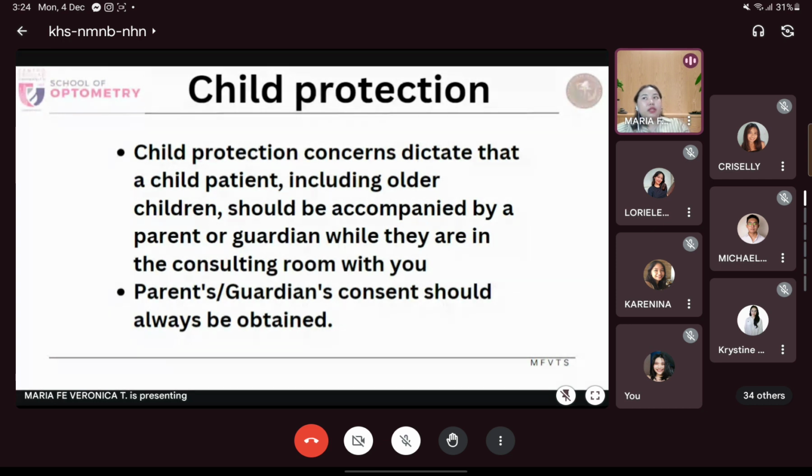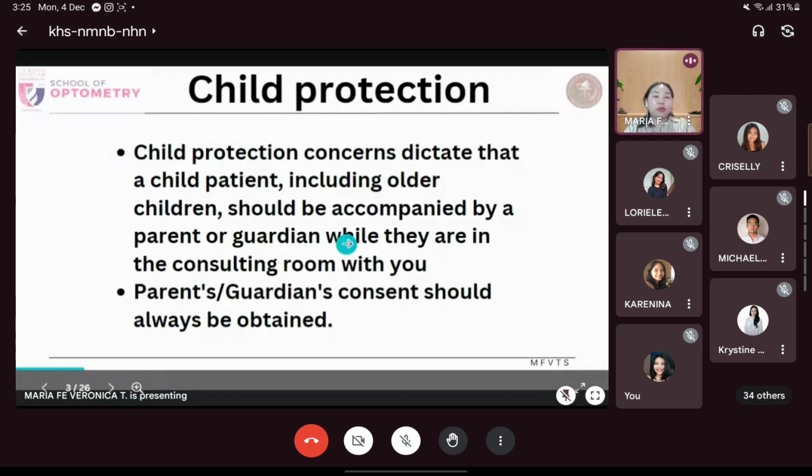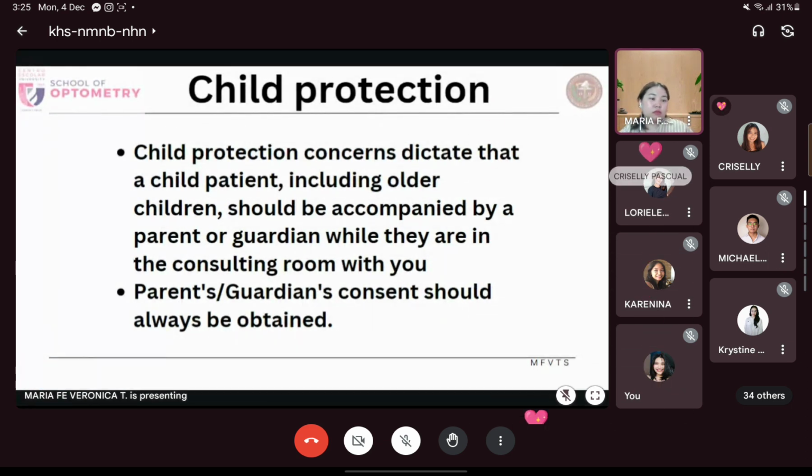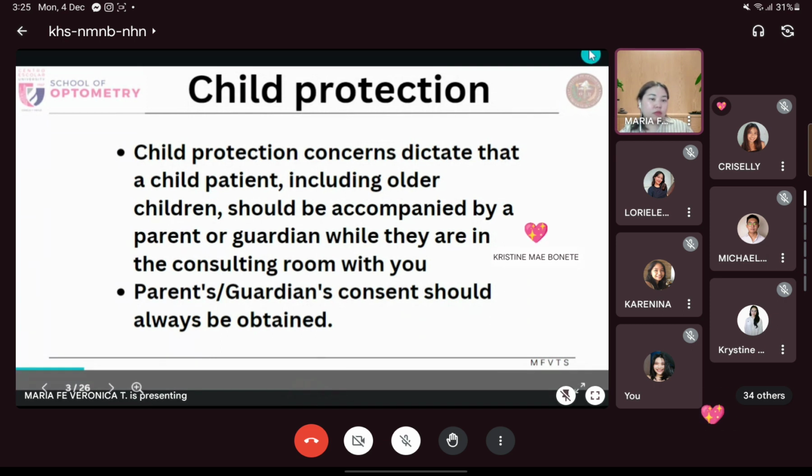And if in case may magagawin kang special test, like for example, for binocular vision or for accommodation, explain mo na lang din sa guardian kung ano yung gagawin para at least hindi siya mag-worry about sa bata. Okay? Naintindihan po ba yung child protection protocol? Okay.